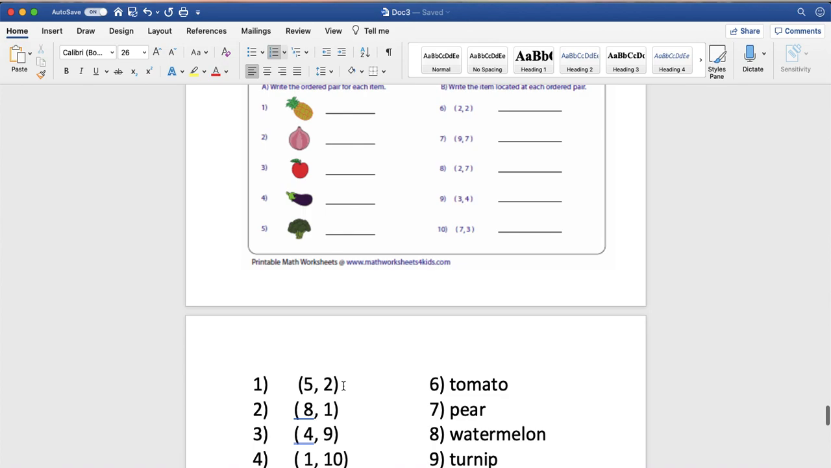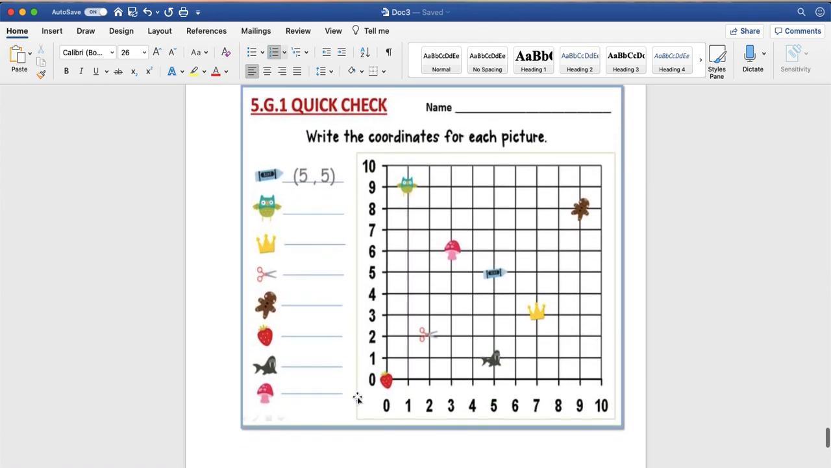And this is the way that I write my ordered pair: parentheses, the number of how far I had to run, separated by a comma, and then the next number tells me how high I must jump, and then I close my parentheses. Now we're going to do one more set of practice just to keep reviewing this new skill that we're learning.